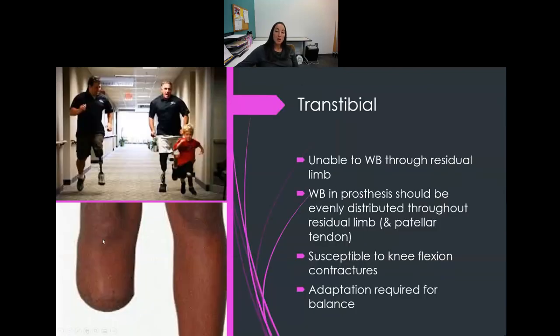With the transtibial, something I didn't mention, but the transfemoral used to be called an above knee amputation, or AKA. Transtibial used to be called below knee amputation, or BKA, but now they go more with the medical term. So transtibial, you are not able to weight bear through the distal portion of the residual limb again. So rather than something being right on the bottom of it, something is going to be kind of encapsulating the entire remaining portion of the limb, and weight bearing is also through the patellar tendon. And they're still susceptible to knee flexion contracture. So with all these patients, we really need to watch that. And they will require some adaptation in order to balance and to get used to how they need to move and walk with the new prosthetic device.